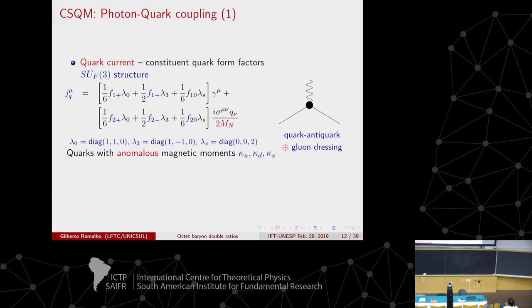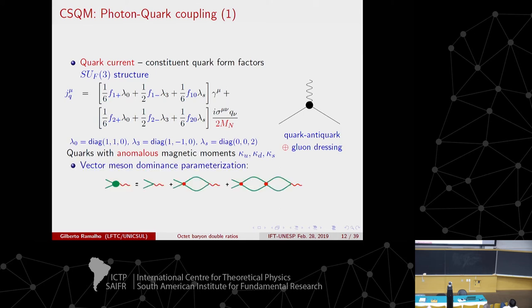So about the photon coupling, we consider that our quarks are constituent quarks, so we describe their own structure in terms of form factors. This structure includes quark-antiquark effects, gluon dressing, and so on. And we parameterize this in terms of different functions associated with different SU(3) structures. So we have one structure associated with the isoscalar component, another one isovector, and this F10 and F20 are associated with the strange quark. We have two kinds of form factors because we have a Dirac and a Pauli structure.